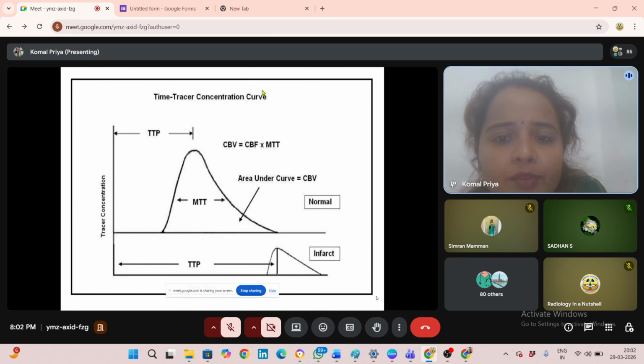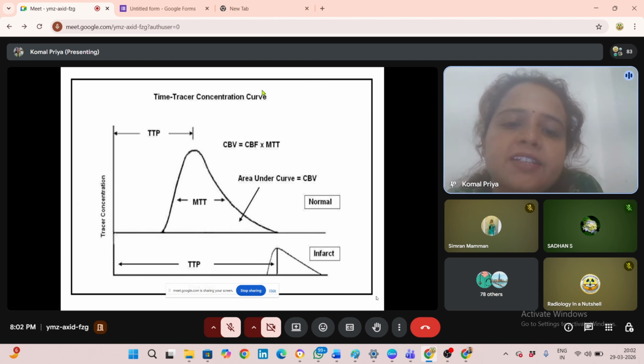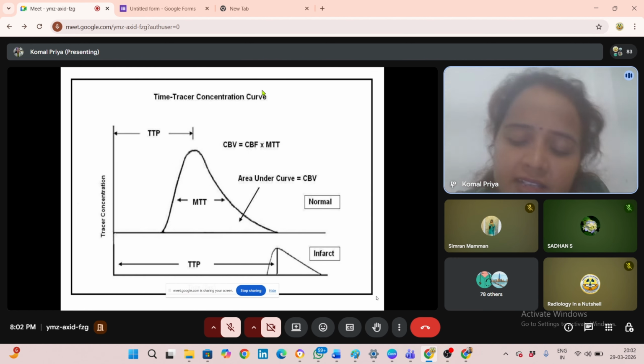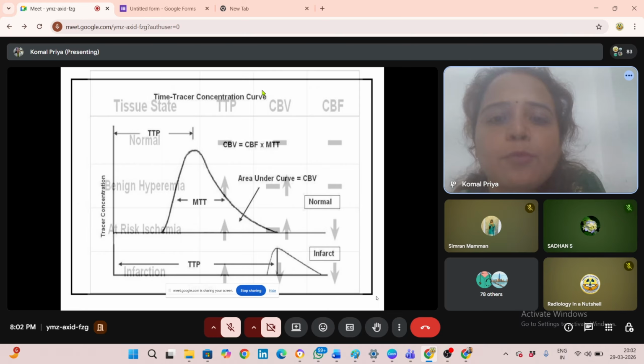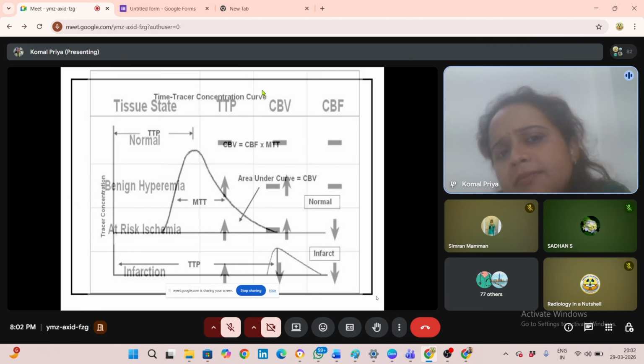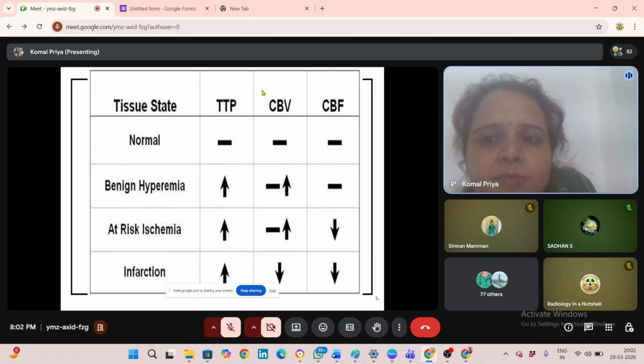TTP will be generated. The area under the curve, that is the cerebral blood volume map, will be generated. If there is an infarct, you can see in the graph how the peak is appearing, and if the areas are normal, how the peaks are appearing. You can see this clearly in the image and through this map. I have put a table here showing TTP, CBV and CBF.